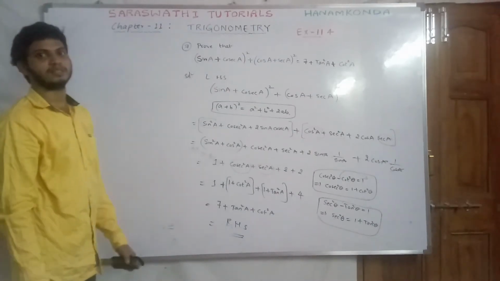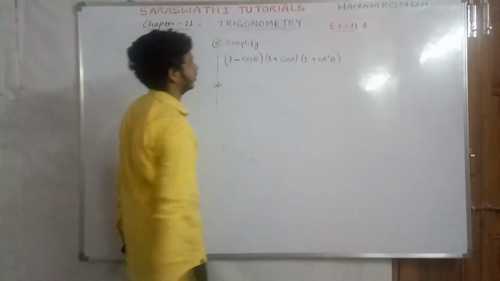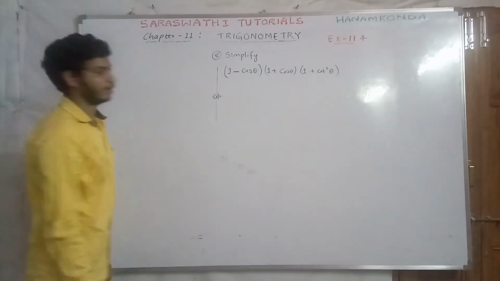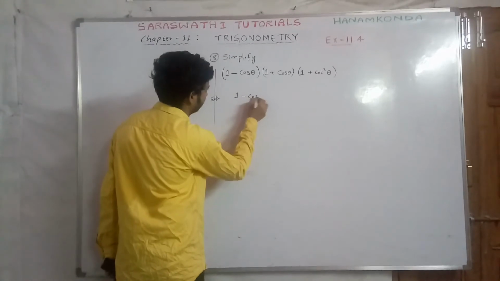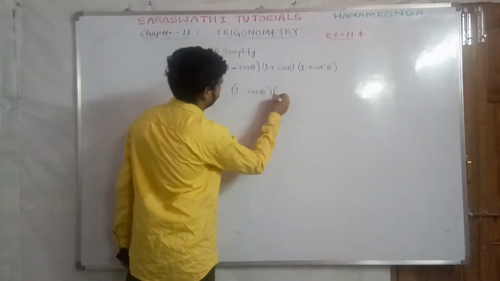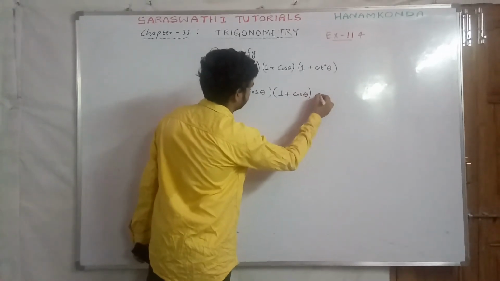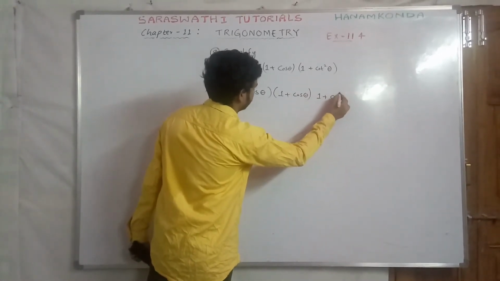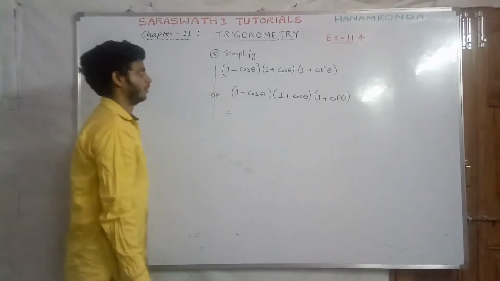This is the answer. We shall discuss the next question. The next question is: simplify (1 minus cos theta) into (1 plus cos theta) into (1 plus cot square theta). First write the given question: (1 minus cos theta)(1 plus cos theta)(1 plus cot square theta). Let us simplify this.